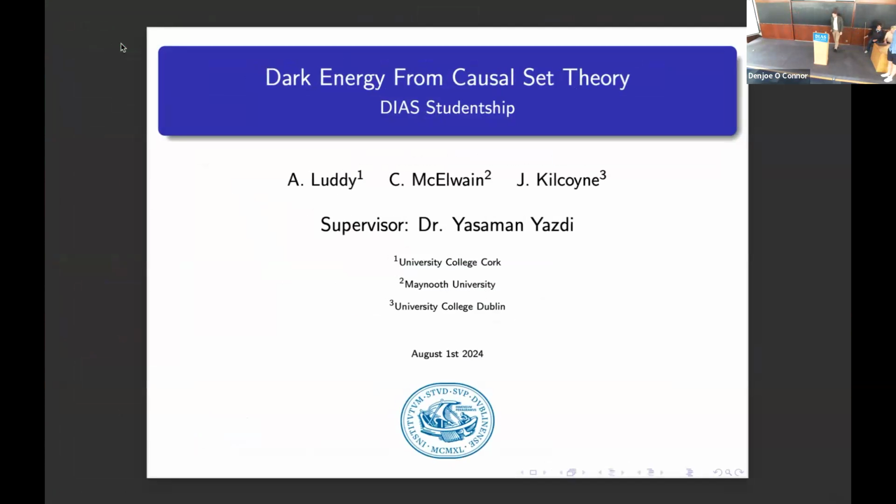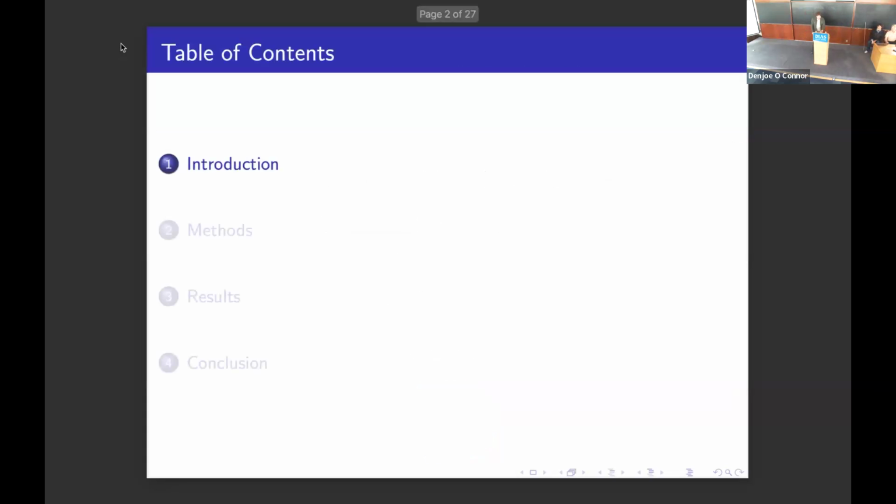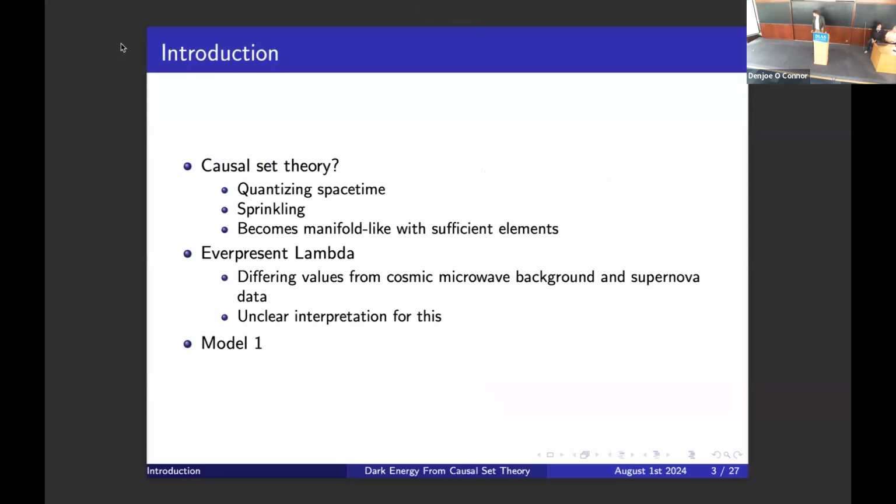Okay, so the last talk of today is Adam, Colm, and James. They were doing a project on causal set theory with Yasaman. Right, yes, so our project was looking at an algorithmic model of ever-present lambda, which is a model of the expansion of the universe that admits a fluctuating value for the cosmological constant lambda. I'm going to look at the background theory, then Adam will look at the methods we used, and finally talk about the results.